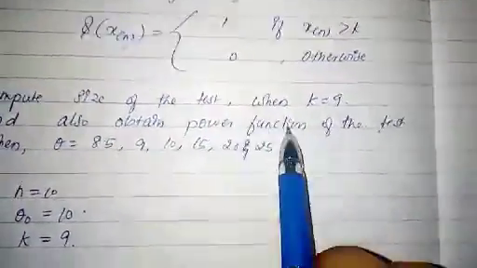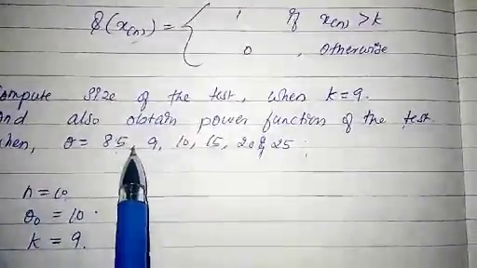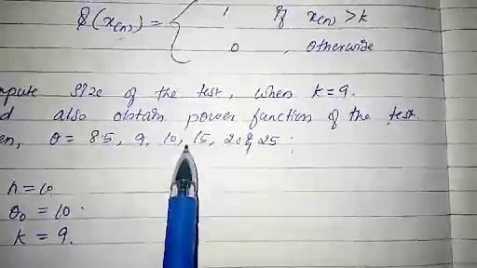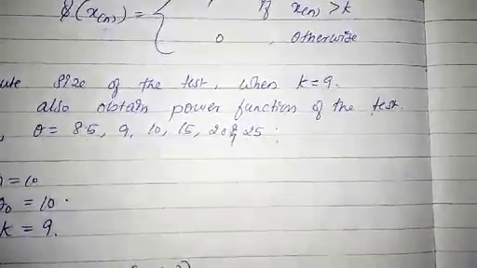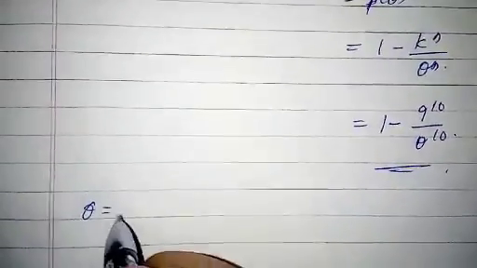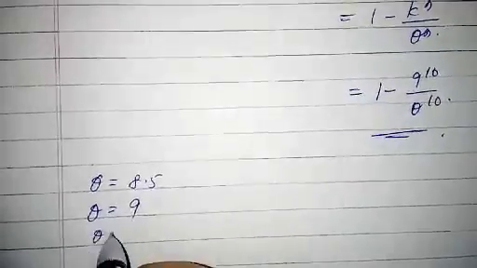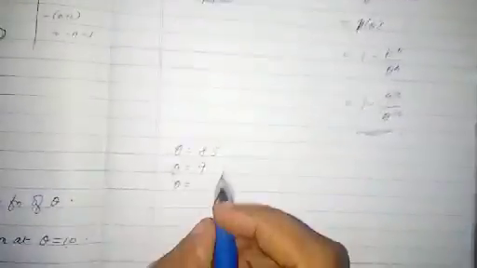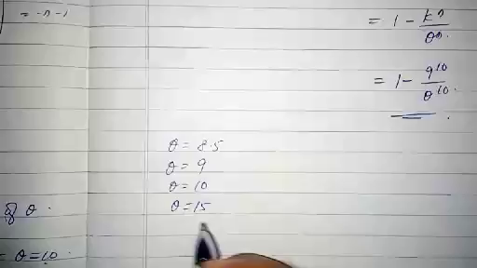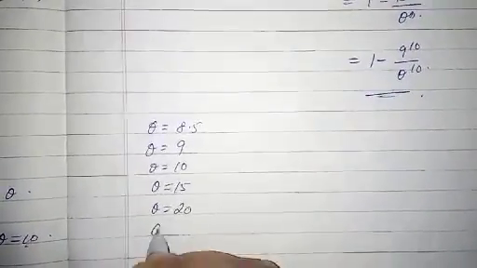But in the question it is asked, obtain the power function of the test when theta equals 8.5, 9, 10, 15, 20 and 25, right? So we have to find the value of the power function of the test when theta equals 8.5, theta equals 9, theta equals 10, theta equals 15, theta equals 20, theta equals 25, right?